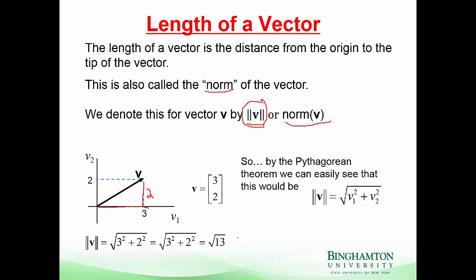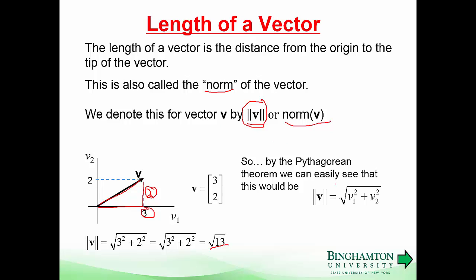So the length of this vector from the tail out to the tip has units of square root of 13. You know, the same units as whatever these are. So if these are in units of meters, then this will be square root of 13 meters. If we're talking about a force vector, those might be in units of newtons. If we're talking about a velocity vector, they could be in units of meters per second. So whatever. So that's the idea.